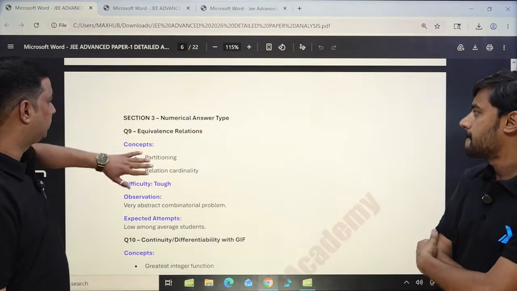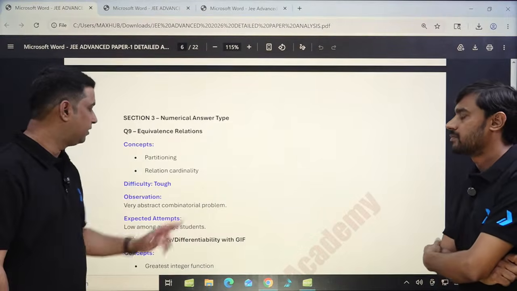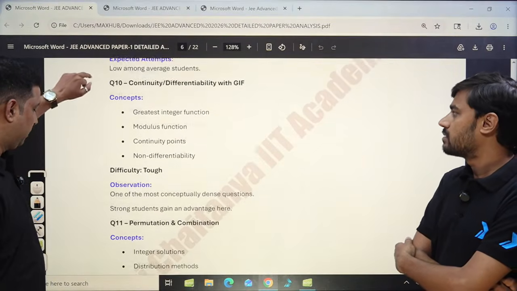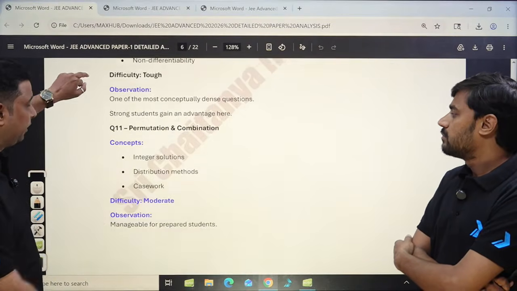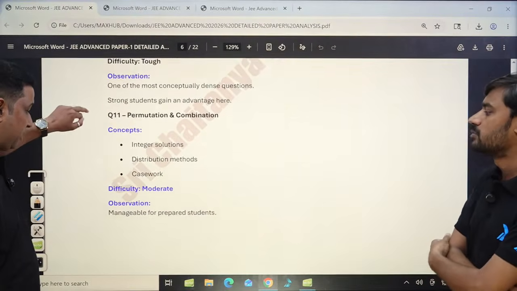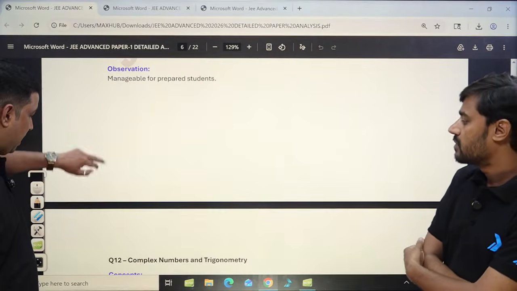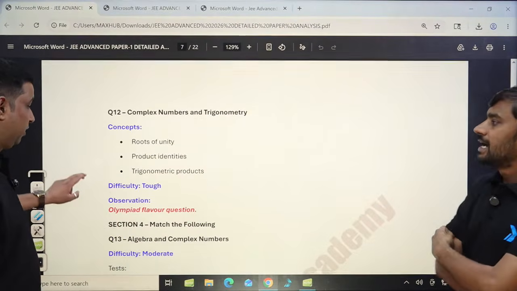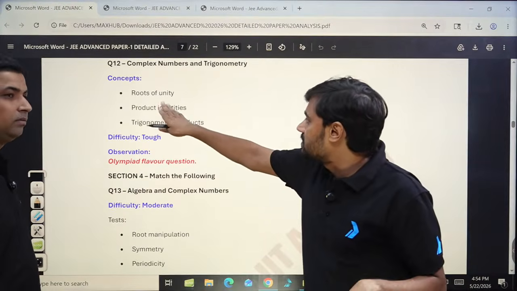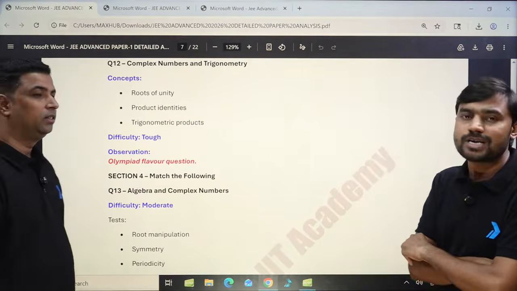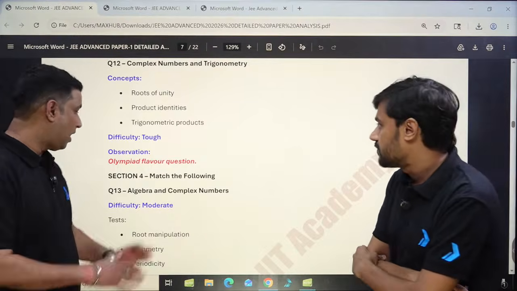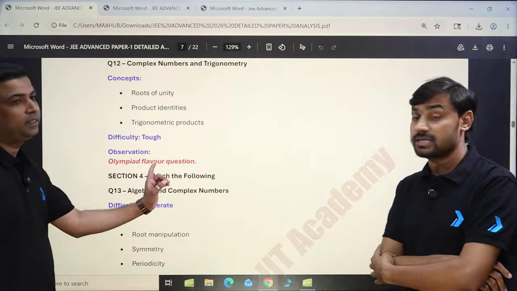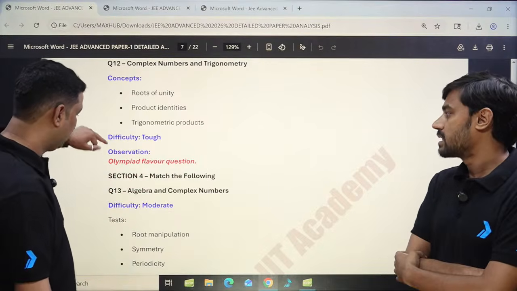Similarly, sir, numerical based questions. Question 9 comes from equivalence relation, and it was again a tough concept. And question number 11 was taken from permutation combination, right? It was also a moderate question. And if I talk about complex number and trigonometry, it was also tough, and the concepts were roots of unity, product identities, and trigonometric products. Our team has specified this as an Olympiad-favor question, means this question was on the tougher side.